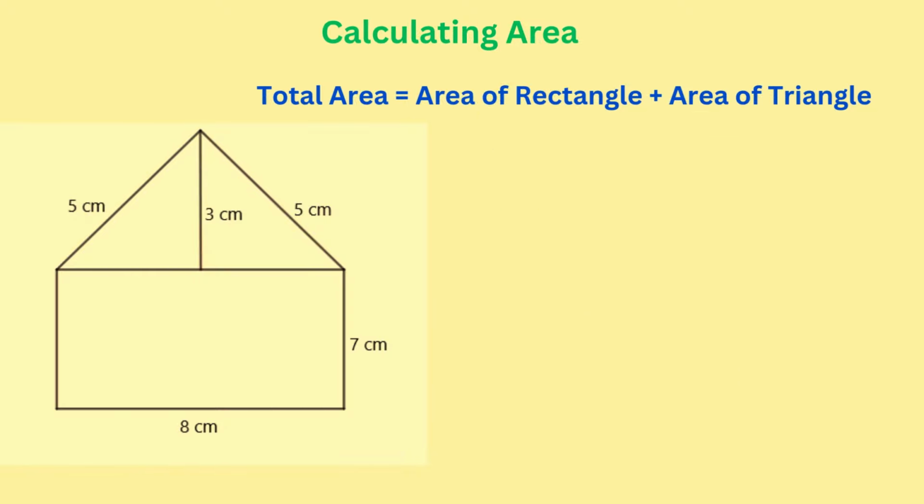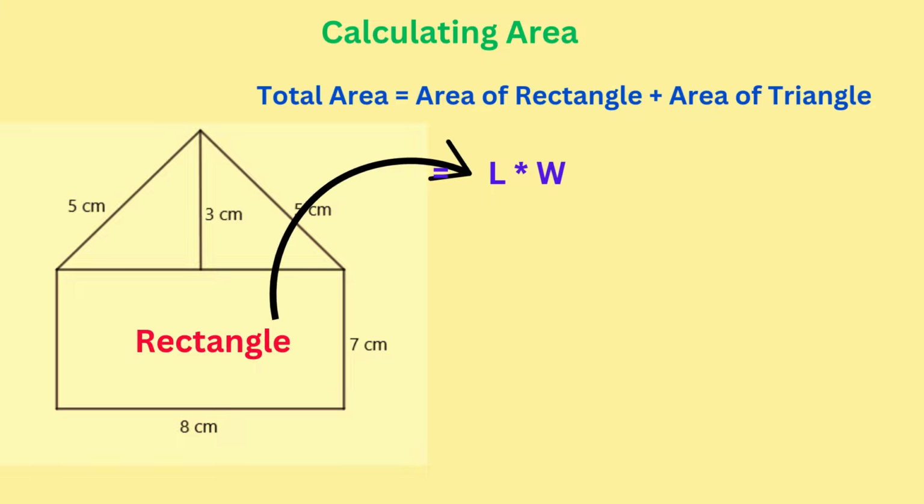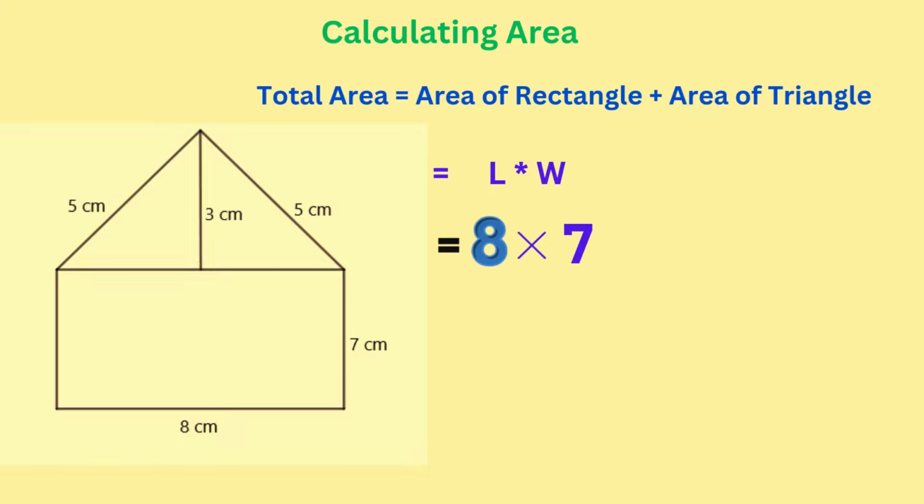Now let's try some examples. Notice the compound shape on the screen comprises a rectangle with a triangle sitting on top of it. We can calculate the area of this shape by finding the area of the rectangle and the area of the triangle separately, then adding them. Now remember, the area of the rectangle is length times width, therefore the area of the rectangle below is 8 centimeters times 7 centimeters, which gives us 56 square centimeters.